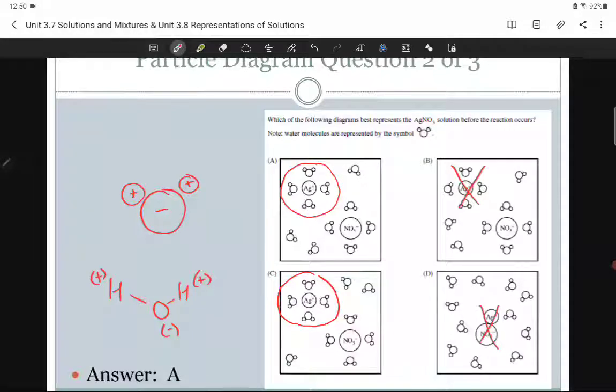Well, nitrate is a minus. It says it's a minus right there. So it's going to have to attract the hydrogen part of water, and that doesn't happen down there, but it does happen here.